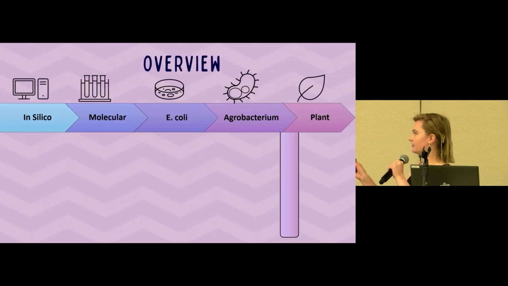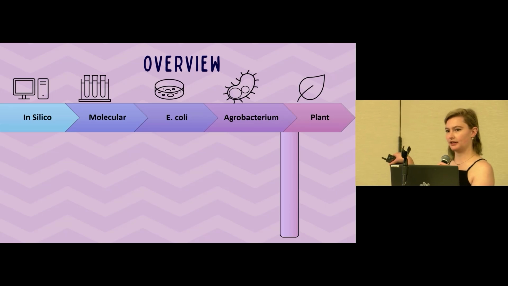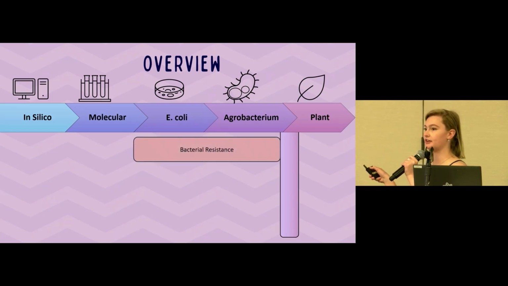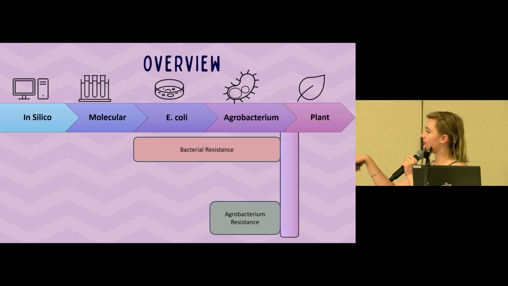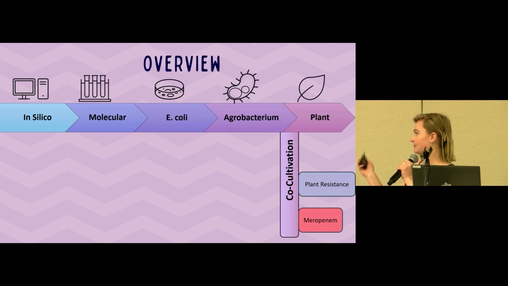So to give a brief overview of what that looks like in your timeline, and this is a little bit malleable depending on your plant transformation system, but essentially when you're working with anything bacterial, you're going to have your bacterial resistance, so your hygromycin in this example, but whenever you're working with Agrobacterium, you're going to have your Agrobacterium gentamicin and rifampicin. And then your co-cultivation period before you use meropenem and your plant resistance to select for your transformed cells.